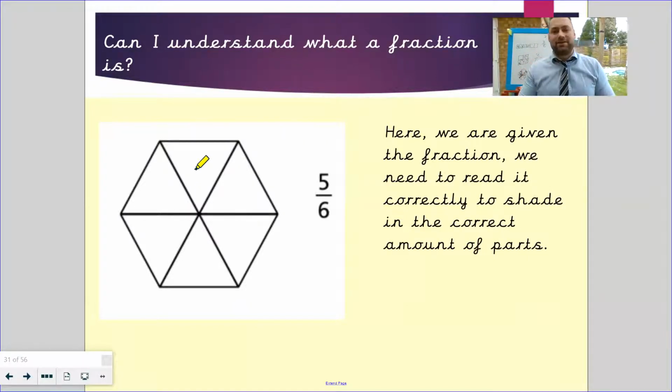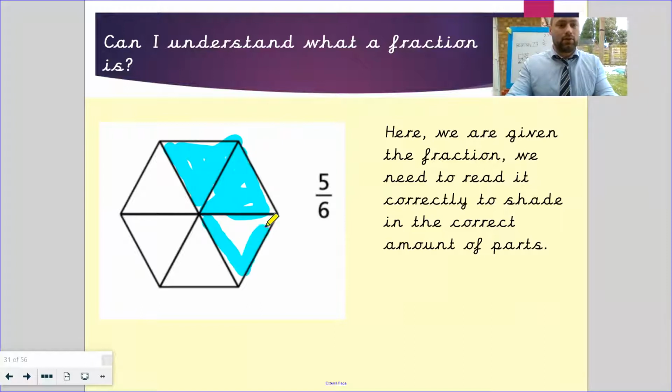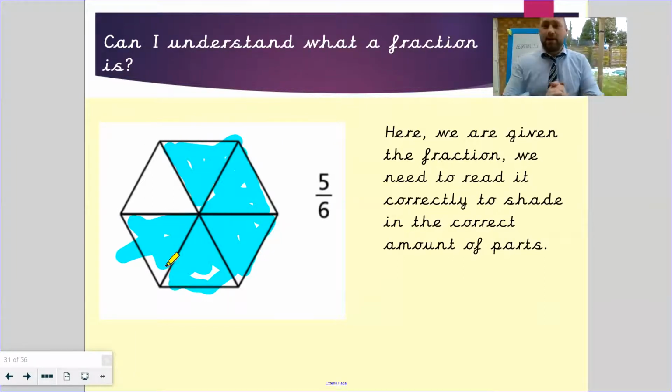Now the numerator is what we need to focus on here, because the numerator is saying that we need to show 5 out of 6. That means we need to shade in 5 parts out of the total 6 that we have. So let's shade them in. 1, and it doesn't matter which ones you do, just make sure you do the correct amount. 2, 3, 4, 5, and there we go. It's that simple. Now we've used that fraction to display what it looks like on a shape.